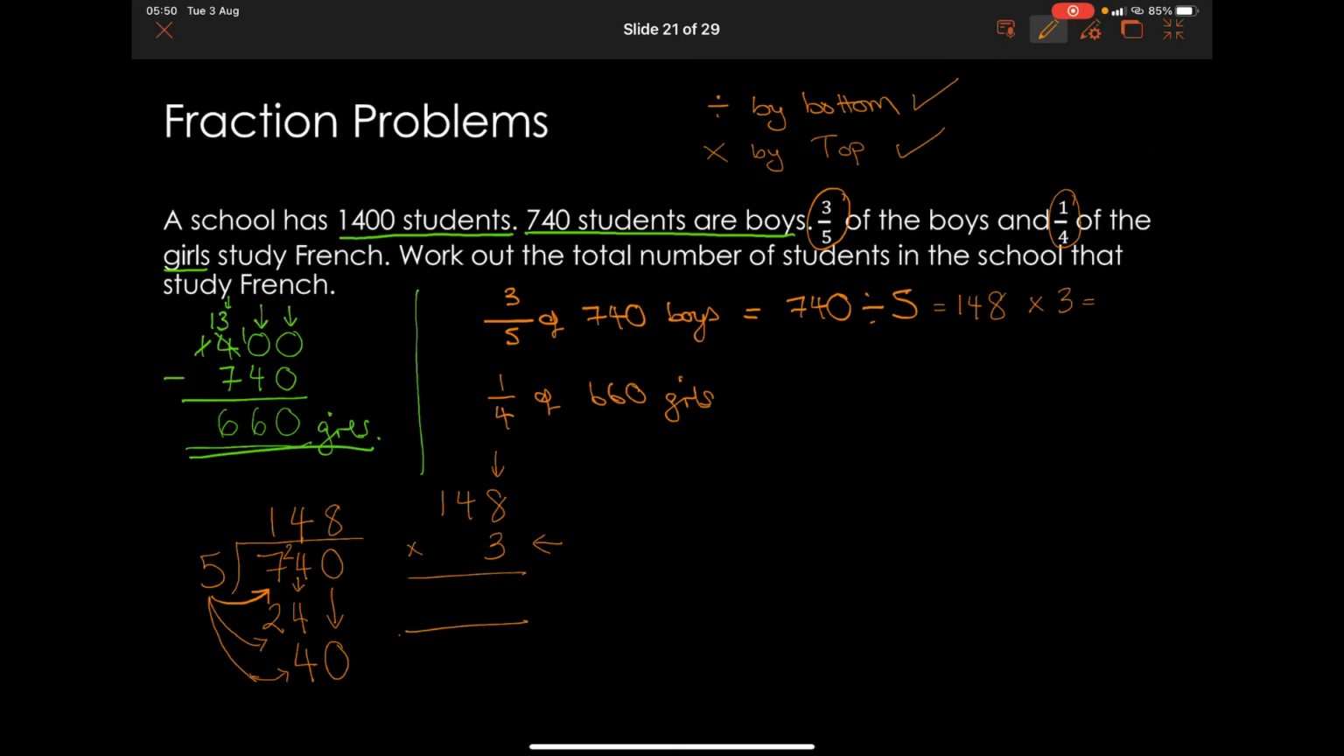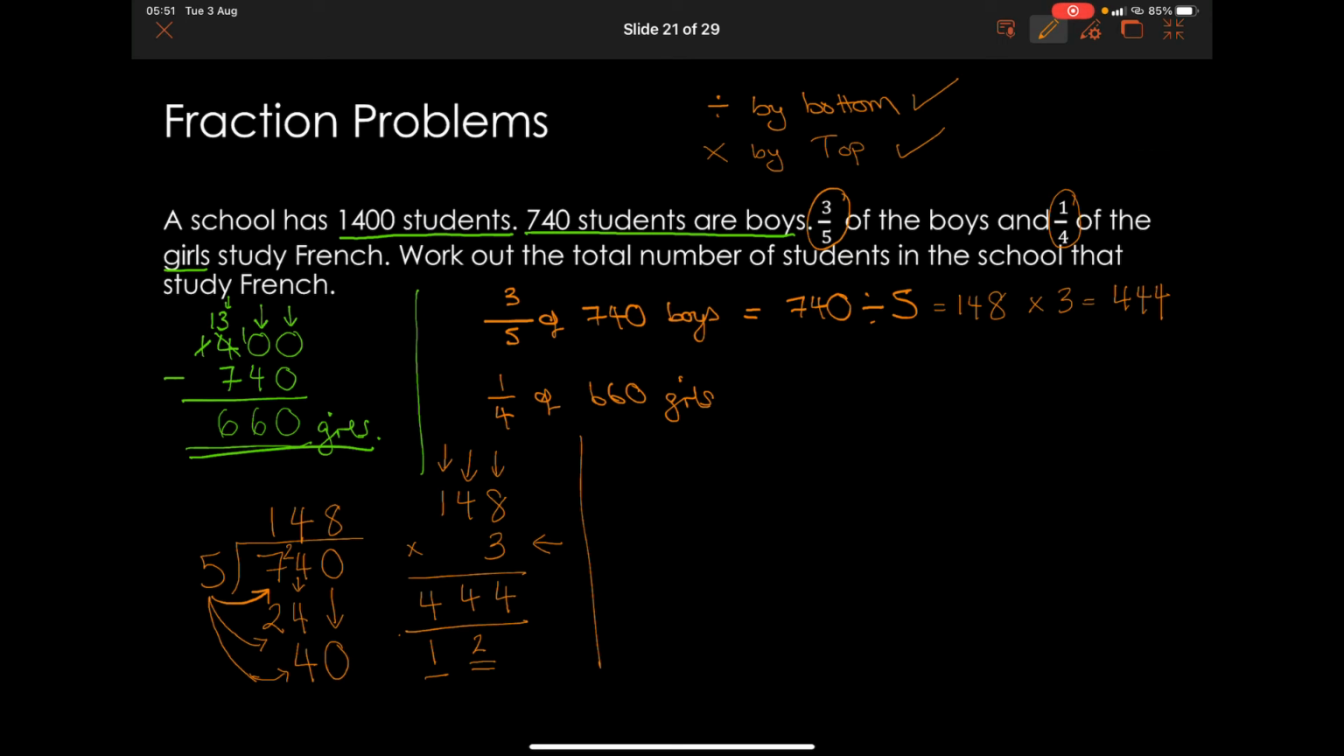Okay, 8 times 3 is 24. So remember, we write our 4, but we carry the 10. So the 20 goes on the bottom, okay, to carry that over. We're then going to do 4 times 3, which is 12, but then we add the 2. Okay, so that's 14. So the 14 is 10 and 4. So 4 goes there, and we carry the 10. We then do 1 times 3, which is 3, add the 1, which is 4. So 444 boys study French. Okay.